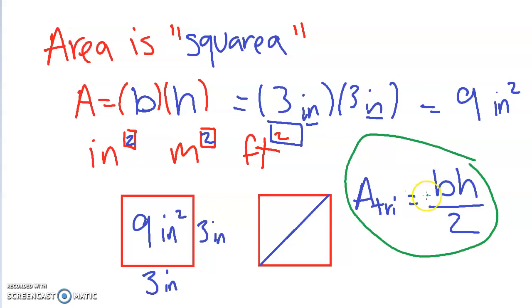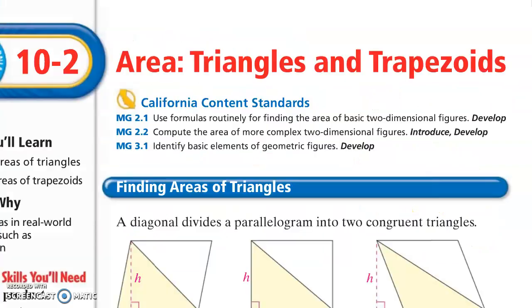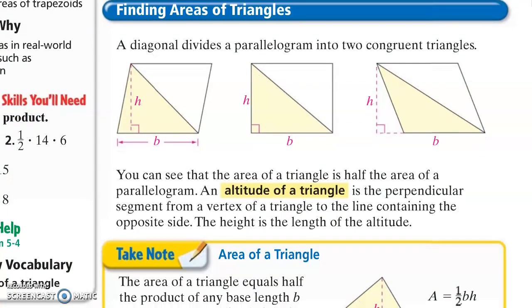All right. Now, where does this come from? How did I figure this out? How did I ever come up with this idea that the area of a triangle is base times height divided by 2? Well, if a parallelogram has an area of base times height, and a triangle is just half of a parallelogram, all I did was divide base times height by 2. And that's exactly what your book shows right here.